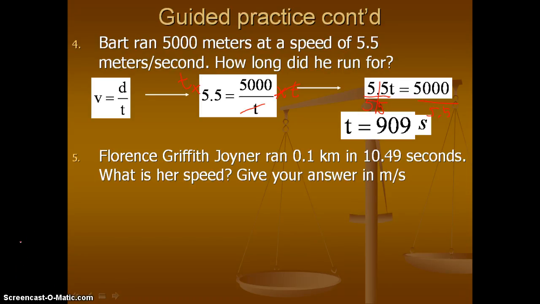Number 5. Florence Griffith Joyner ran 0.1 kilometers in 10.49 seconds. What is her speed? Give your answer in meters per second. So the first thing we want to do here is convert 0.1 kilometers to meters. You should be able to convert by now. For this one, I would just use the moving the decimal over method. So 0.1 kilometers is going to equal 100 meters. So basically, Florence Griffith Joyner is doing the 100-meter dash.